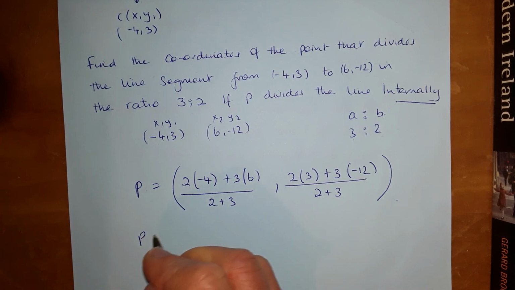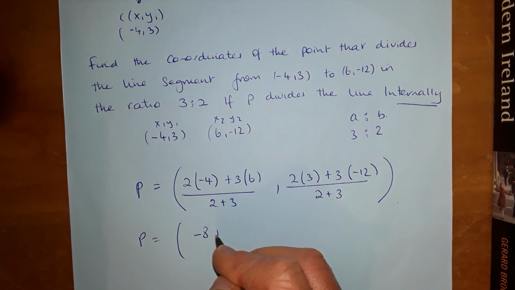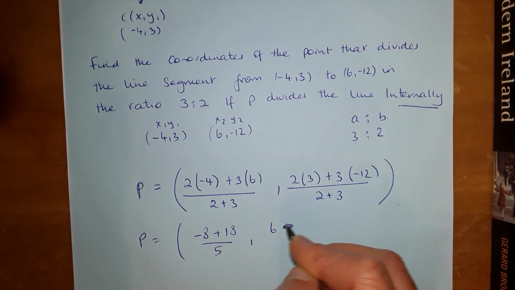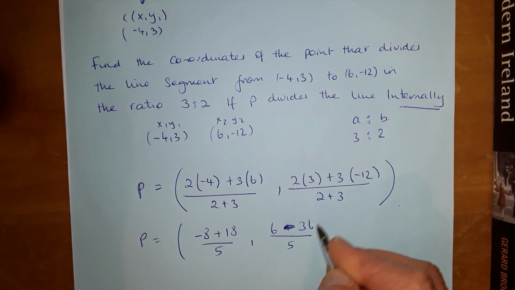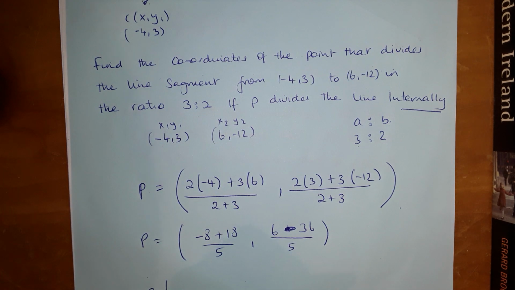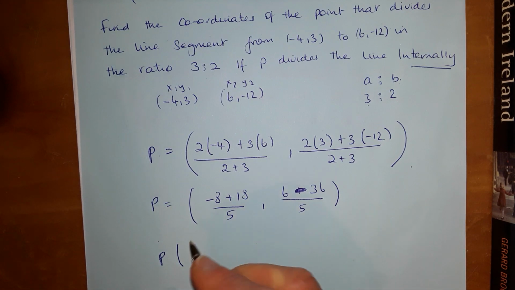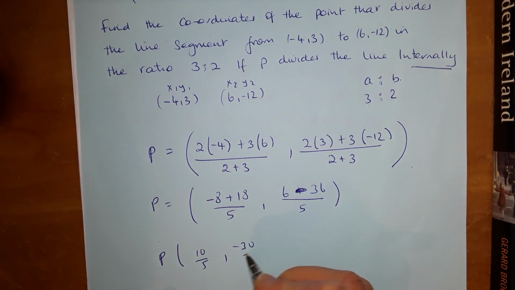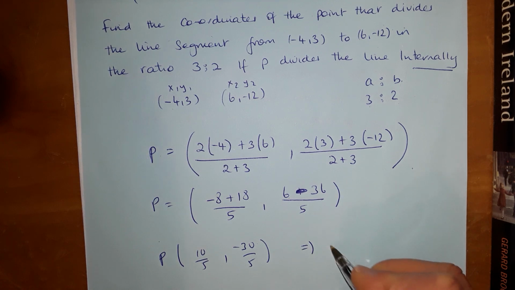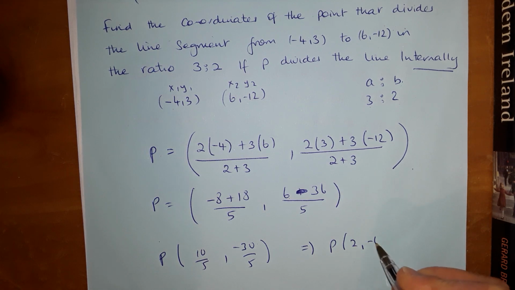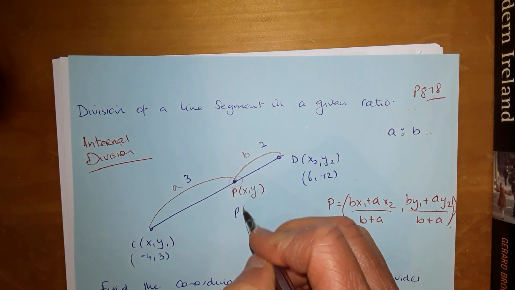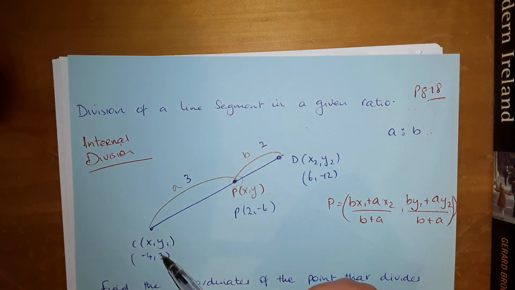So we work through it and we get, right, -8 plus 18 over 5, and 3 2s are 6, -36 all over 5. So -8 plus 18 is 10 over 5, and 6 minus 36 is -30 over 5. So that means the point P is 2, -6. So back up here, P is the point 2 and -6, and it divides the line internally, okay?